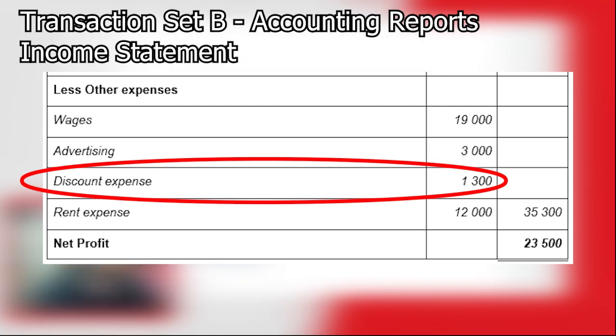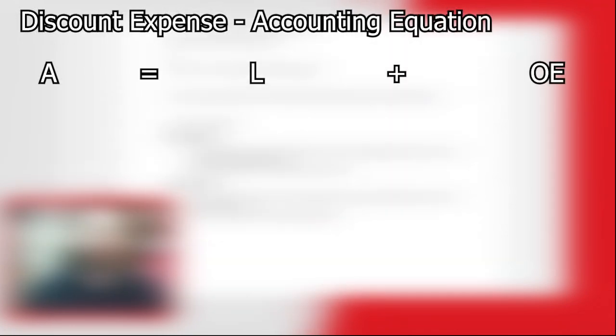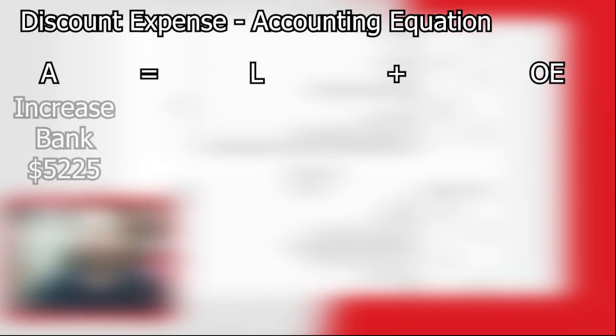But let's have a look at the accounting equation. Not look at the balance sheet, the accounting equation this time. So if you have a look, we've got A equals L plus OE. And if we have a look at the accounting equation, we'll do the discount expense first. We see that bank goes up 5,225, but accounts receivable goes down 5,500.